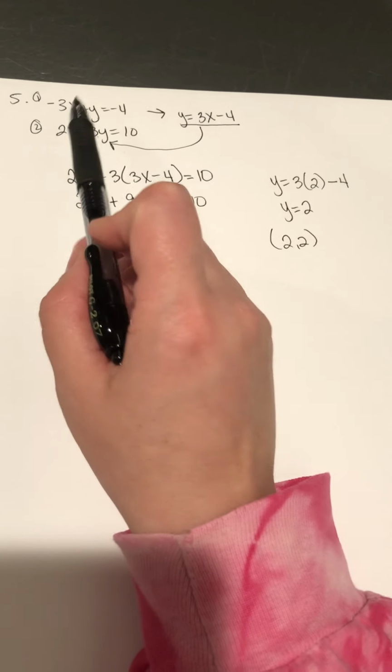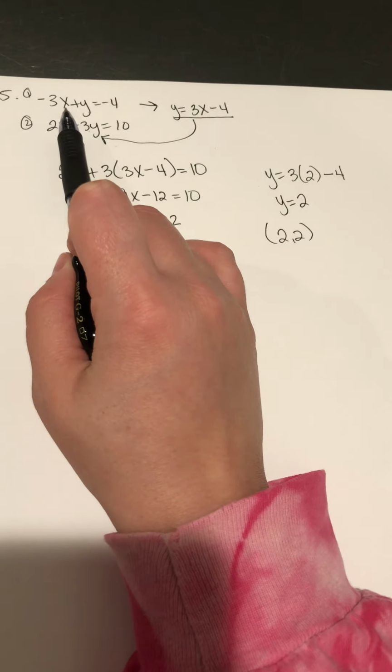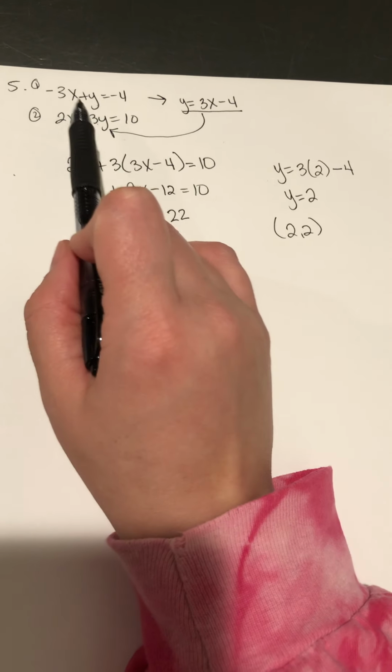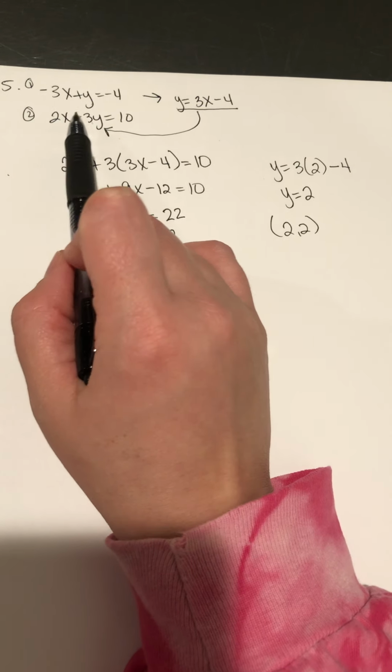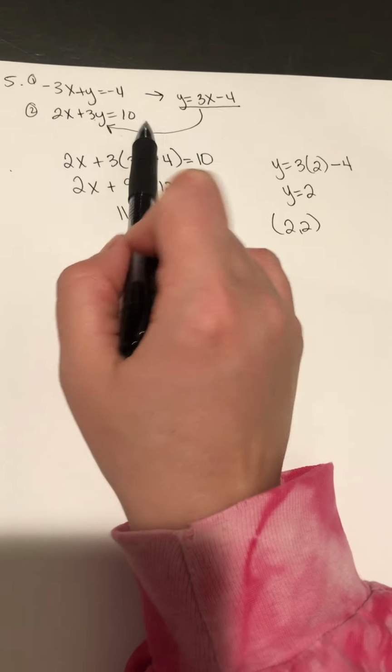Again, you can check. Negative 3 times 2 is negative 6, plus 2 is negative 4. That checks. 2 times 2 is 4, plus 3 times 2 is 6. 4 plus 6 is 10, so that works.